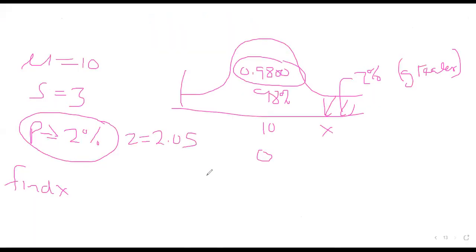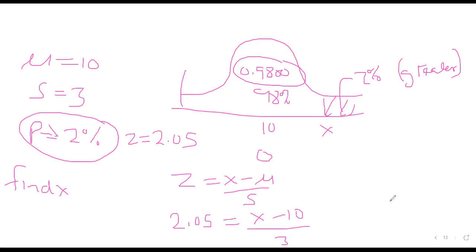So since we know the standardization formula, we just substitute to find what our x is. So z is 2.05. Then our x here, we don't know. Our mean here is 10. And we have our 3 there. We'll cross multiply. So when you cross multiply, 3 times 2.05, we're going to get 6.15.